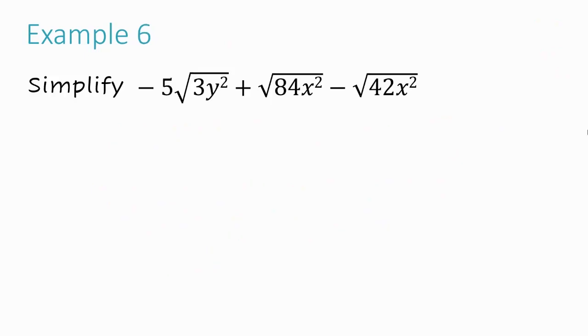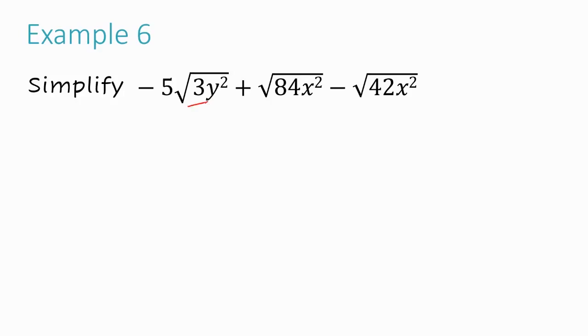Example number 6 wants us to simplify these three radicals. We have negative 5 square root 3 y squared plus the square root of 84 x squared minus the square root of 42 x squared. So the first thing I'm going to do is the same thing I've done all along: calculate the prime factors of any number under the radical that is not already in its prime factored state.